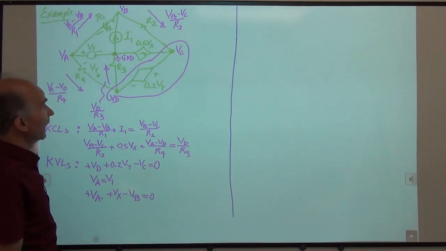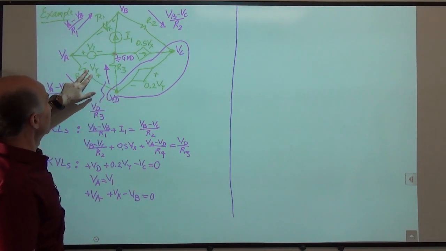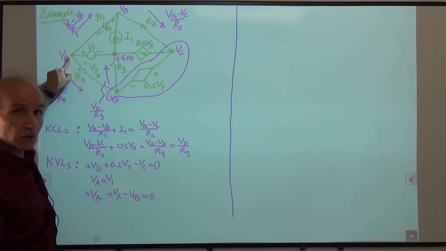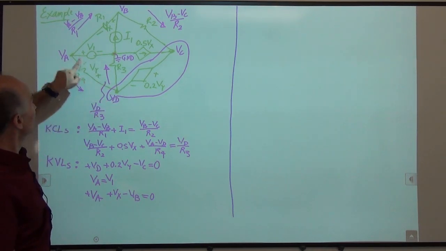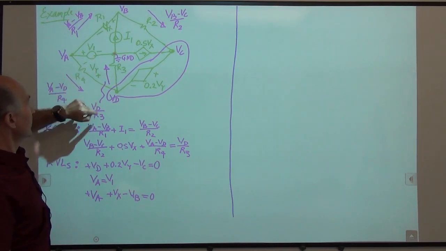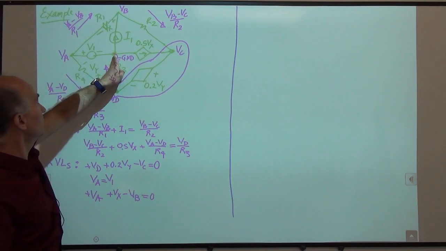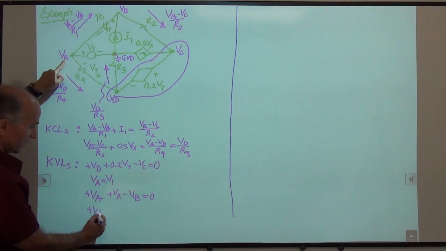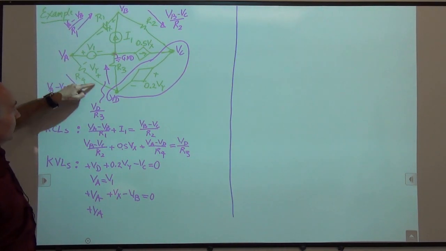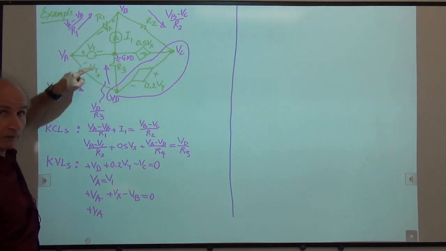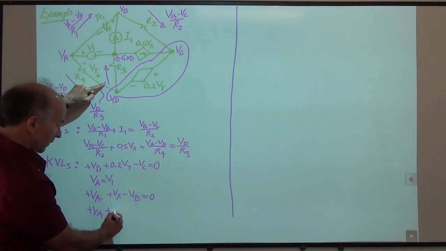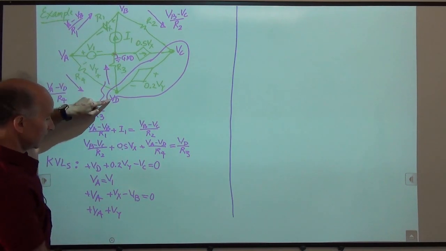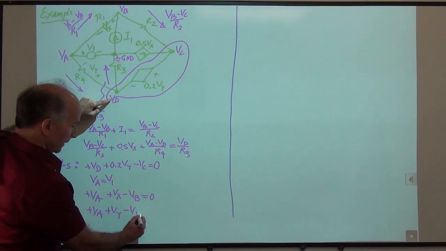All right, and how about VY? VY is here, so VY is surrounded by VD and VA. So we can write a KVL involving VD, VA, and VY. For example, let's start with VA. I'm going up the potential from zero to VA, so plus VA. Then going up the potential through VY, because I'm going from negative to positive, so plus VY, and then going back to zero from VD, so minus VD equals zero.